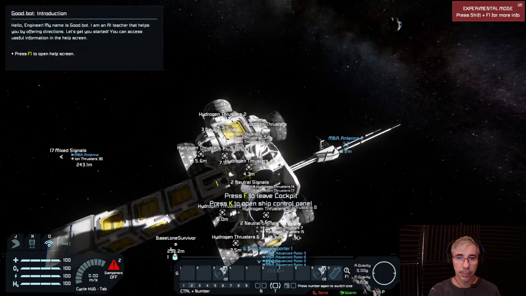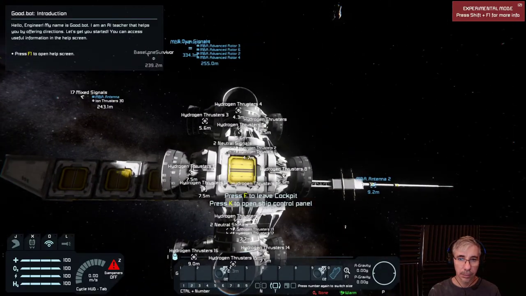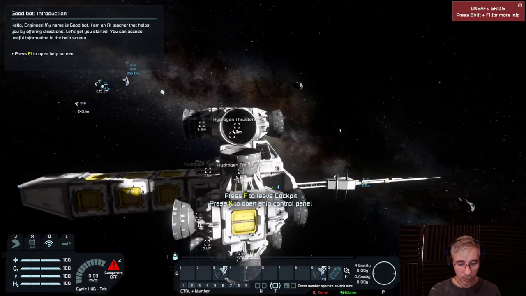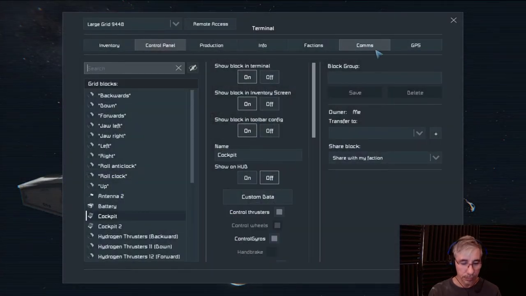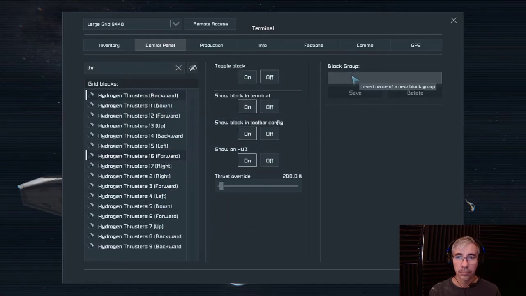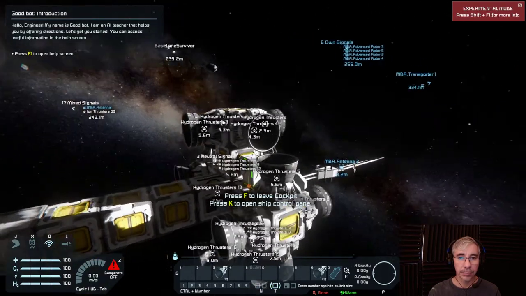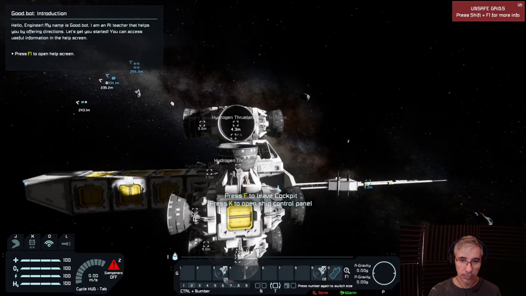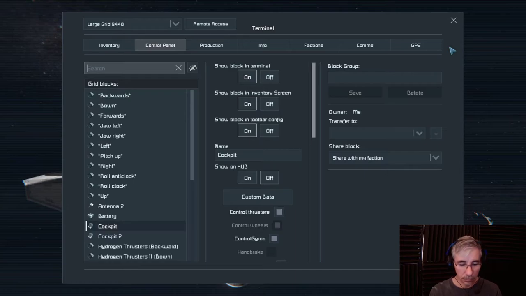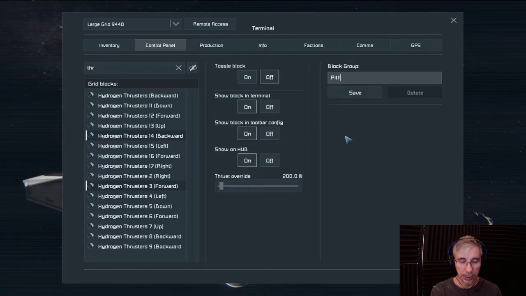So pitch up. To pitch up, we need the thrusters 1 and 16. Pitch up. And to pitch down, we will need the 3 and the 14. Pitch down. Okay, so that's it.